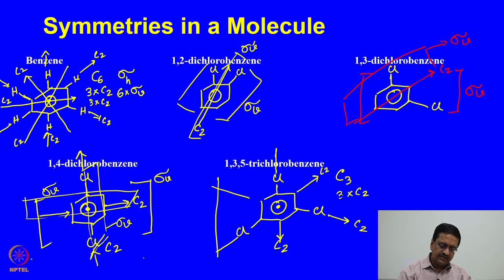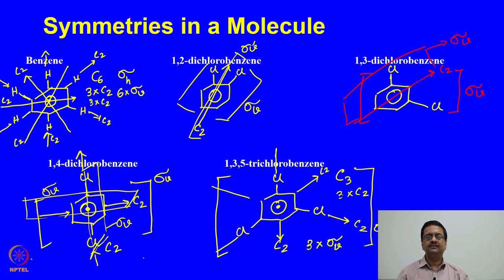The plane of the molecule is a sigma H, because this plane is perpendicular to the C3 axis and C3 is a principal axis. So, when this is perpendicular, so this is sigma H, and there are 3 numbers of sigma V planes which are passing through the individual C2 axis. So, here in this particular case you have C3 plus 3 perpendicular C2s and 3 sigma V's, just like 1,4-dichlorobenzene. So, in the next lecture we will continue from here.